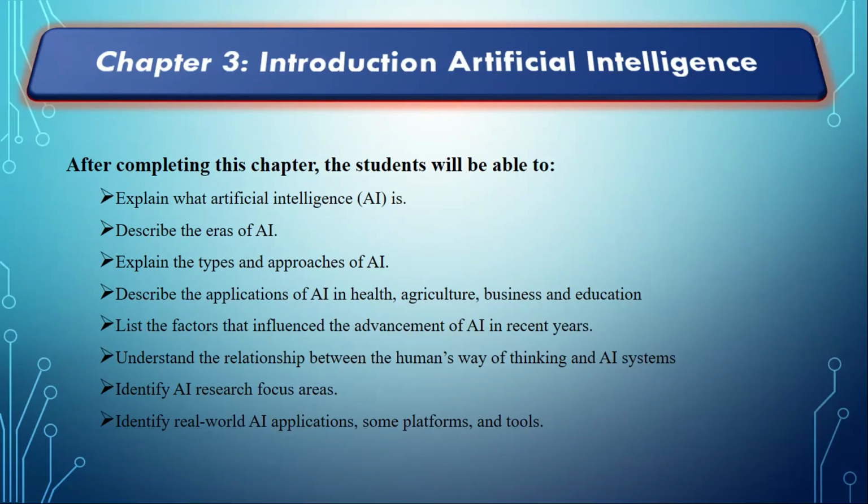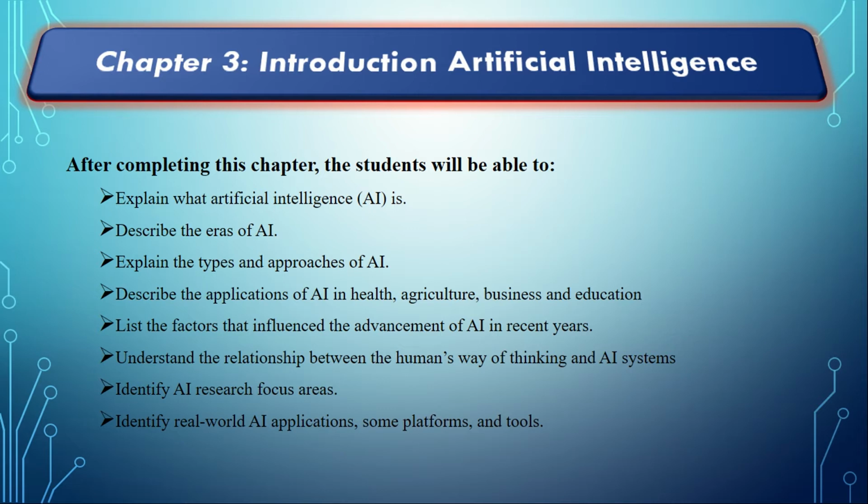Under chapter 3, after completing this chapter, the students, the followers, the watchers, will understand what artificial intelligence means, describe the eras of artificial intelligence, including the stages of the beginning, the history of artificial intelligence, up to today's current artificial intelligence phenomena. Explain the types and approaches of artificial intelligence.